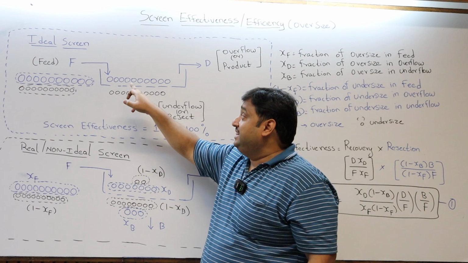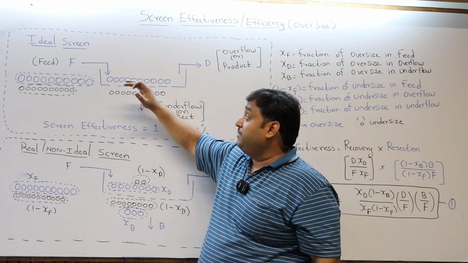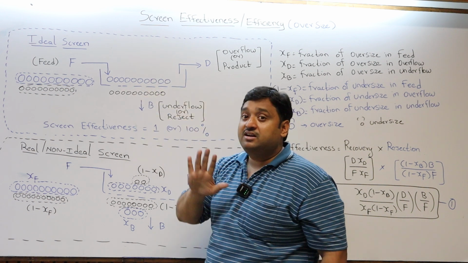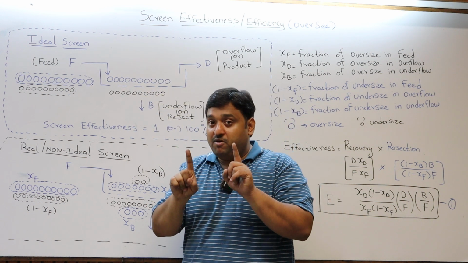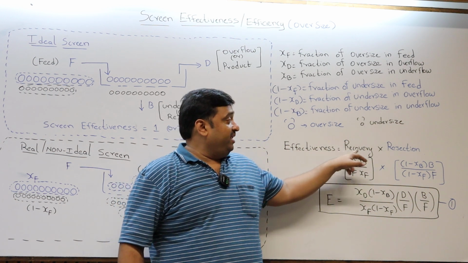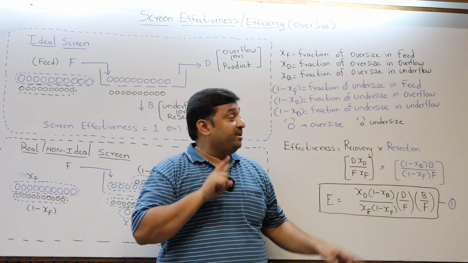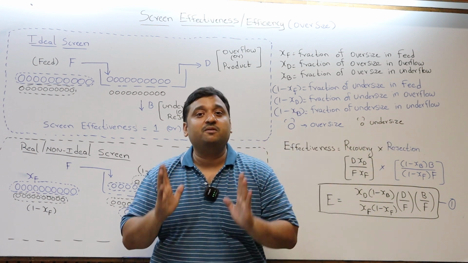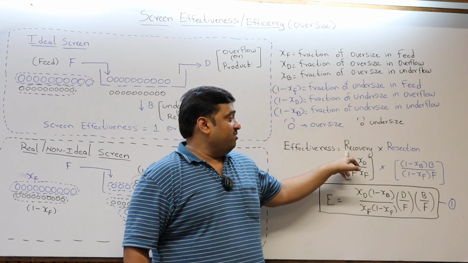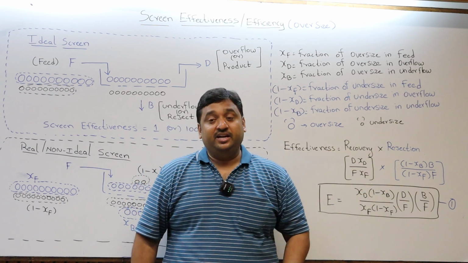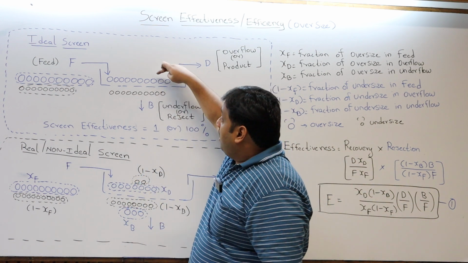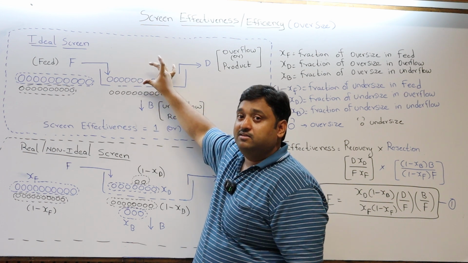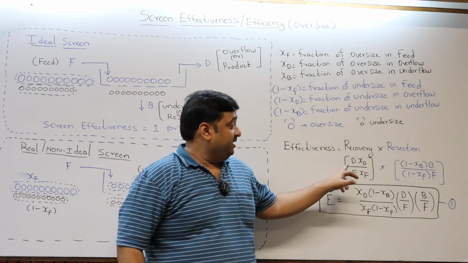That means this screen is efficiently separating recovery of oversize and rejection of undersize. If both are 1, that means recovery into rejection is 1, recovery is 1, rejection is 1, my effectiveness will be 1, which is 100%. What is the recovery? D into XD. D into XD means in the overflow, how many bigger size particles are there? That is called D into XD.